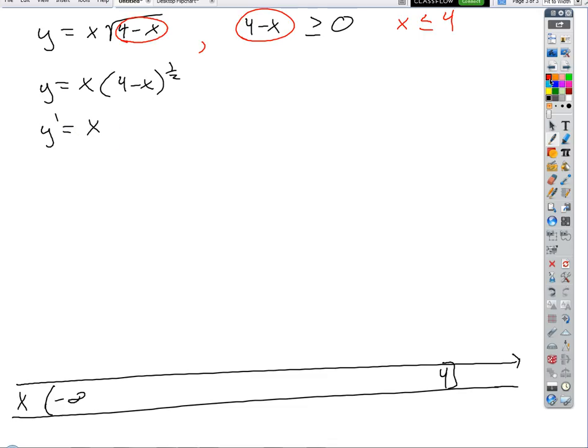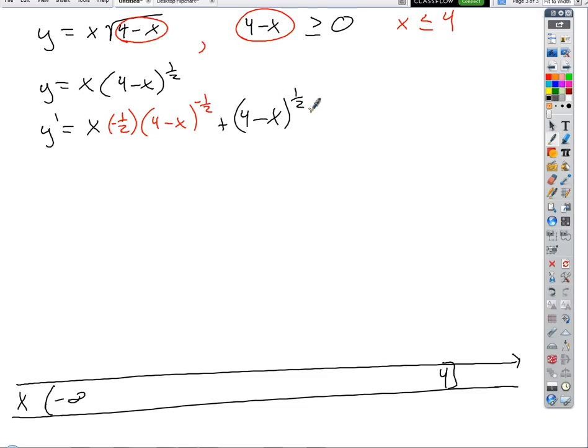x times, right, negative 1/2. Everybody see why? Times negative 1. And let's just put the negative 1 with the 1/2. Okay, make sense? Plus what? 1 times 4 minus x. So 4 minus x to the 1/2 times the derivative of x, which is 1.